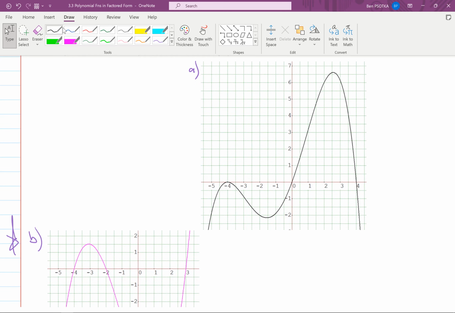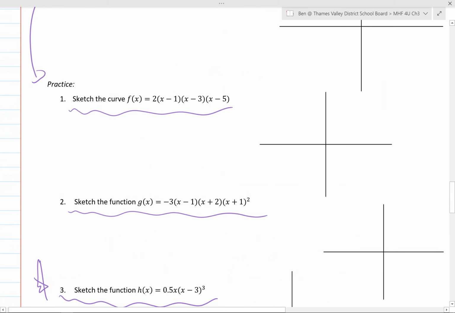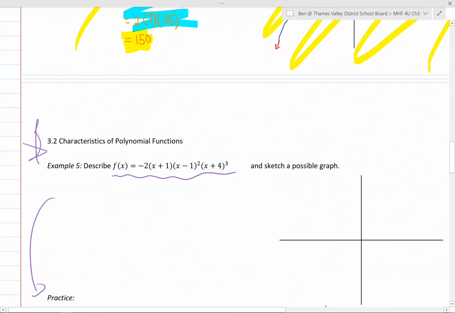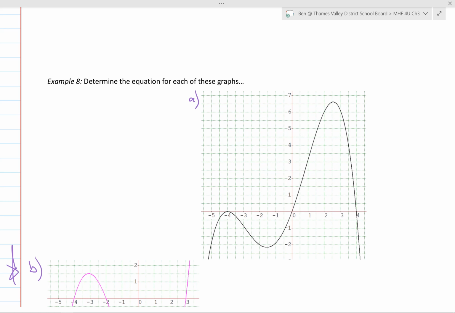We want to try and find the equation from this graph. You'll notice we're going to use the same skills. The difference is in the past we went from an equation to a graph. Now we're going to go in the opposite direction, from a graph to an equation. So what we know, we can start off with our roots. What do we have here? At x equals negative 4, we have a root. And what kind of a root? There is a double root, so we need to be careful there.